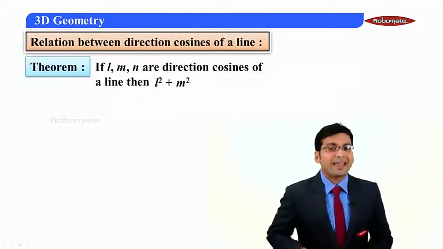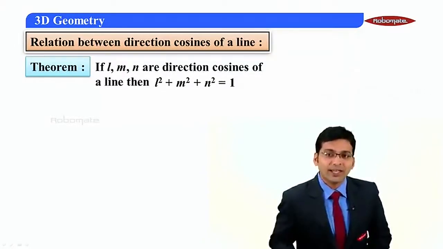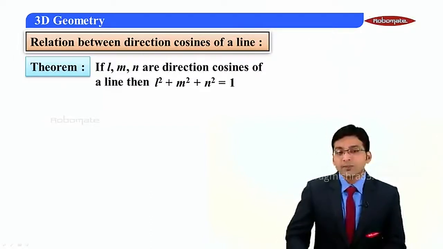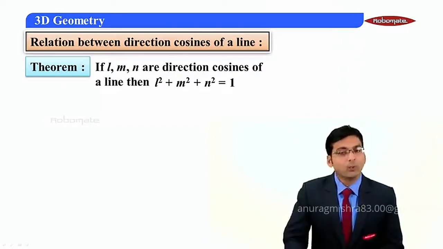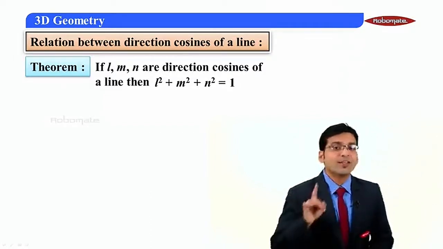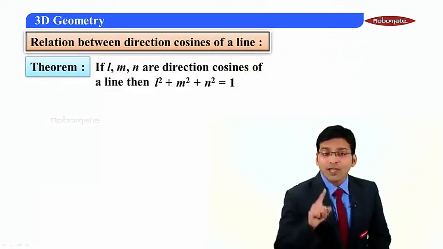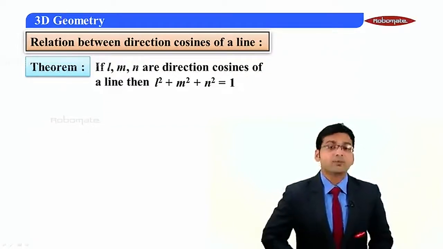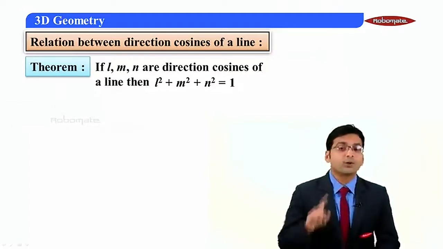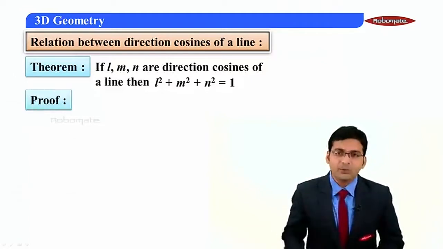If l, m, n are direction cosines of a line, then l square plus m square plus n square is equal to 1. So students, this is a very important statement which says for direction cosines of a line, l square plus m square plus n square always turns out to be 1. Let us try to prove.